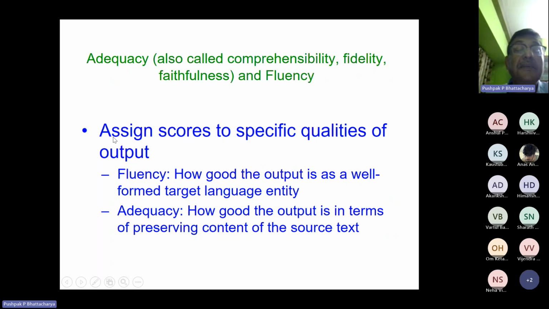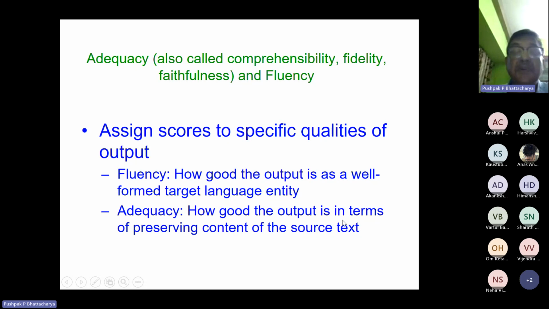So, assigning scores to specific qualities of the output. Fluency is how good the output is as a well-formed target language entity. So if I'm doing English to Hindi machine translation, and if the verb has not gone to the end for a declarative sentence, then I'll give a low fluency score. If the postposition ko, for example, has not come, Ram ne Sham ko dekha, Ram ne Sham dekha. If ko is dropped, then again I'll penalize on the fluency front.